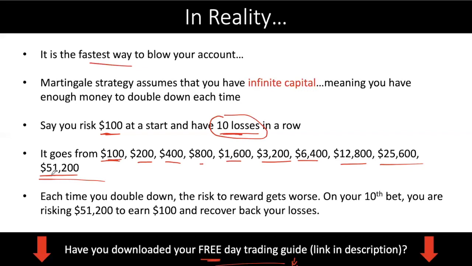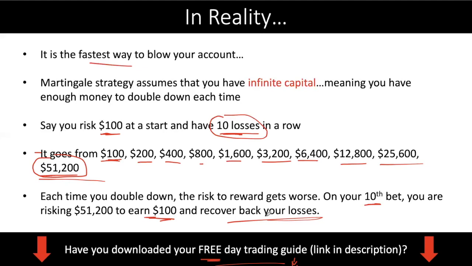So every time you double down, what happens is that your risk to reward gets worse. In this example over here, I have 10 trades. Let's say you lose 10 trades in a row. On your 10th bet, which is a bet of $51,200, you are basically risking $51,200 to earn $100 and recover back your losses. Now, question is, does that sound like a good risk to reward to you? Personally, I think it's no. In fact, everybody should agree that it's not a good deal.